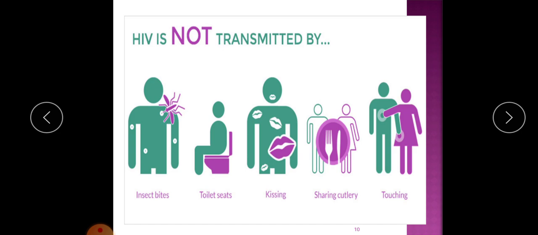So generally, it is not transmittable through kissing. And then sharing of cutlery or sharing of utensils. So if you use the utensils of a person with HIV, HIV is not transmittable. And even touching or hugging the person with HIV, it doesn't affect you in terms of your HIV status. So basically all of these are myths and they are not true.